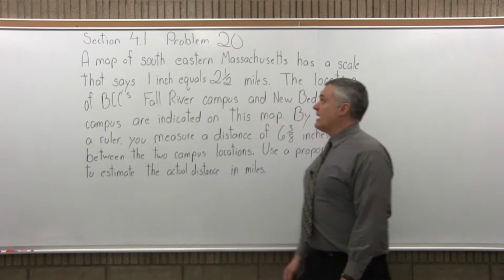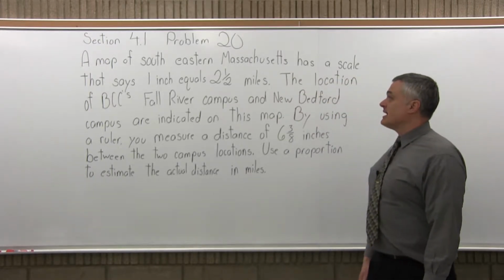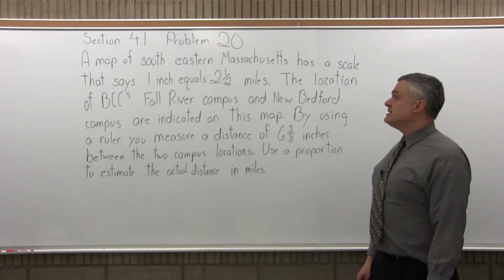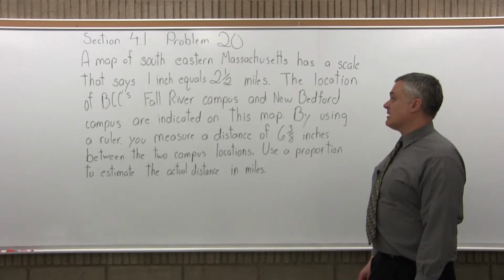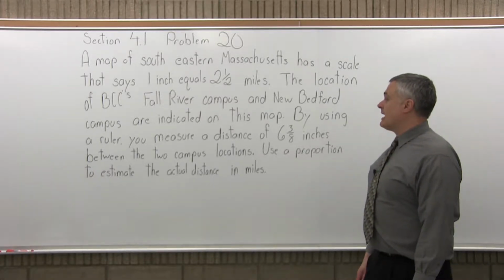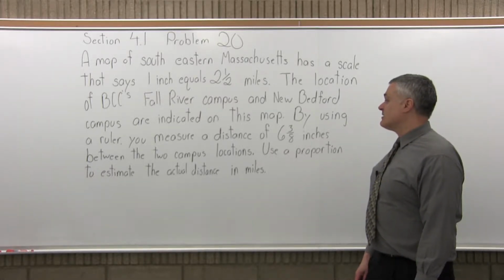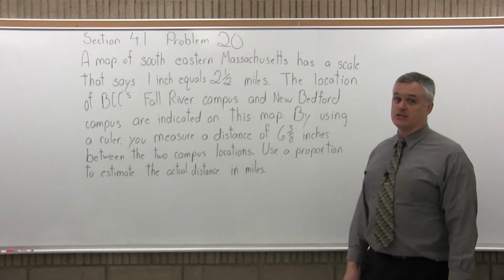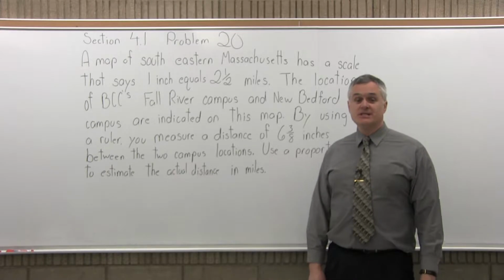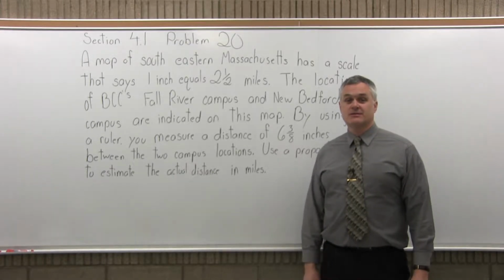It says, a map of southeastern Massachusetts has a scale that says 1 inch equals 2.5 miles. The location of BCC's Fall River campus and New Bedford campus are indicated on this map. By using a ruler, you measure a distance of 6 3/8 inches between the two campus locations. Use a proportion to estimate the actual distance in miles.